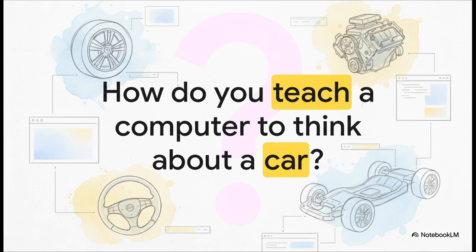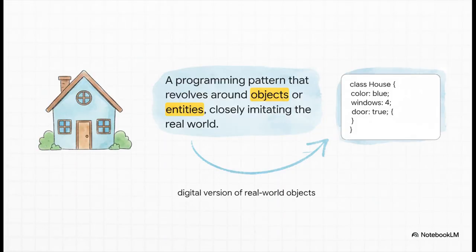How in the world would you teach a computer to think about a car? I mean, a car has a color, a model, it can speed up, it can slow down, it can do all sorts of things. How do you capture all of that in code? It's not just a list of data, right? It's a thing. And that is exactly the puzzle that OOP was created to solve. And the solution is actually pretty brilliant.